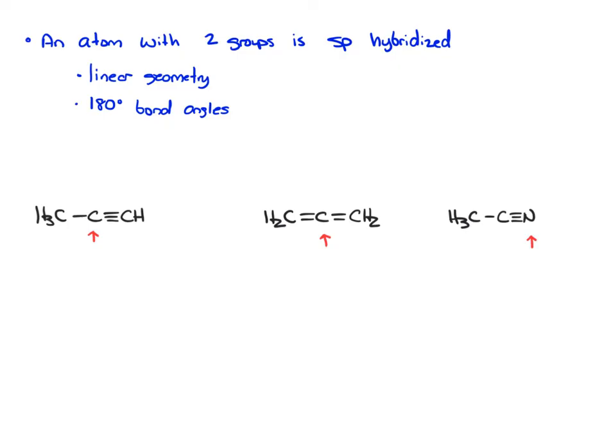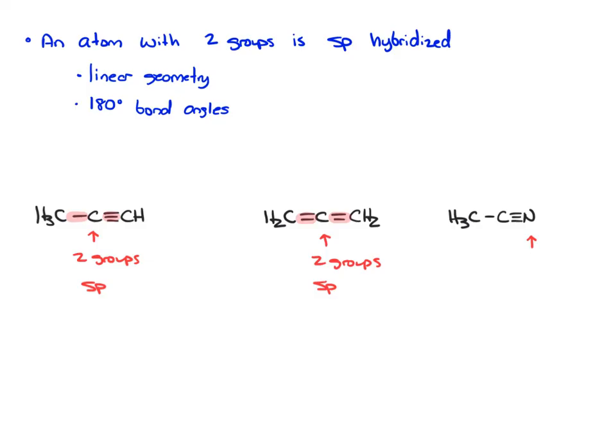So in this first one, we have the carbon, and we have a single bond and a triple bond. Each of those counts as a group. So this carbon has 2 groups around it, and that means it's sp hybridized. In the second one, now we have a carbon that has a double bond and a double bond, still just two groups. So it's sp hybridized.